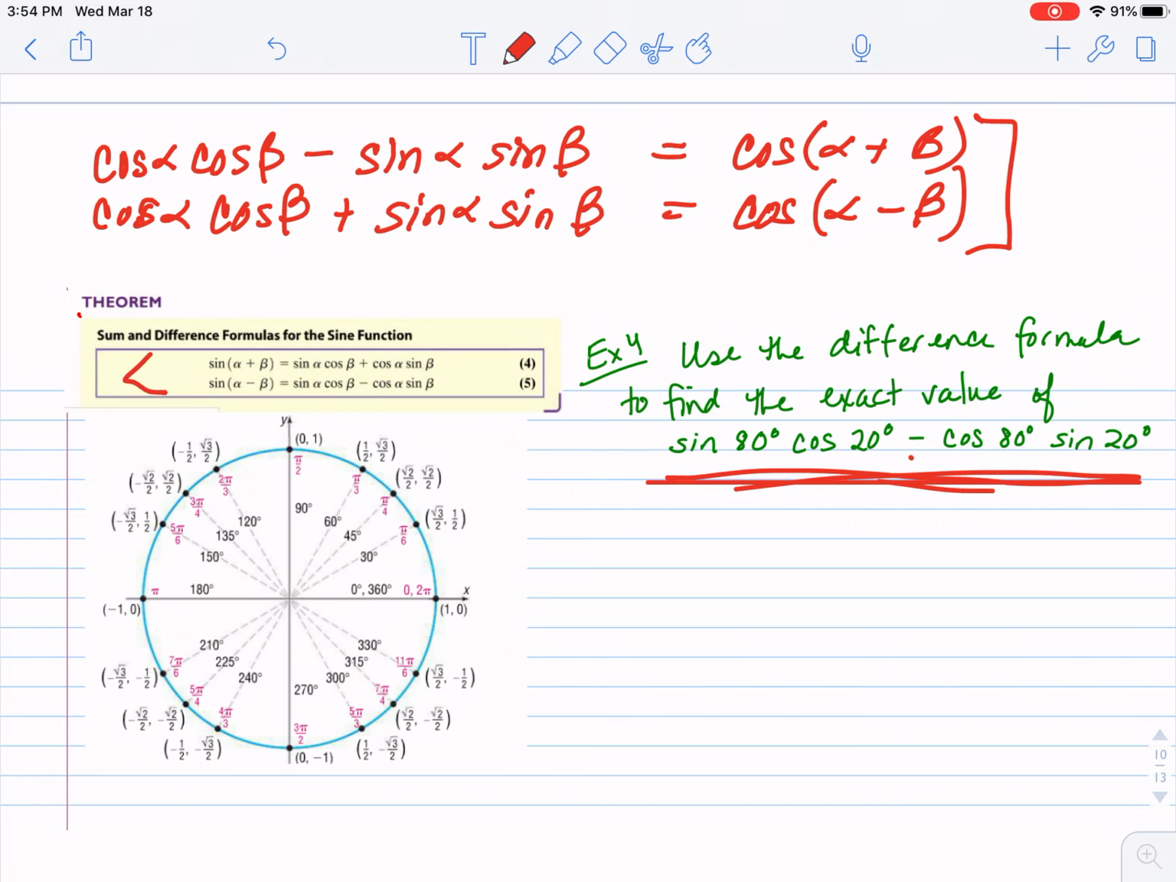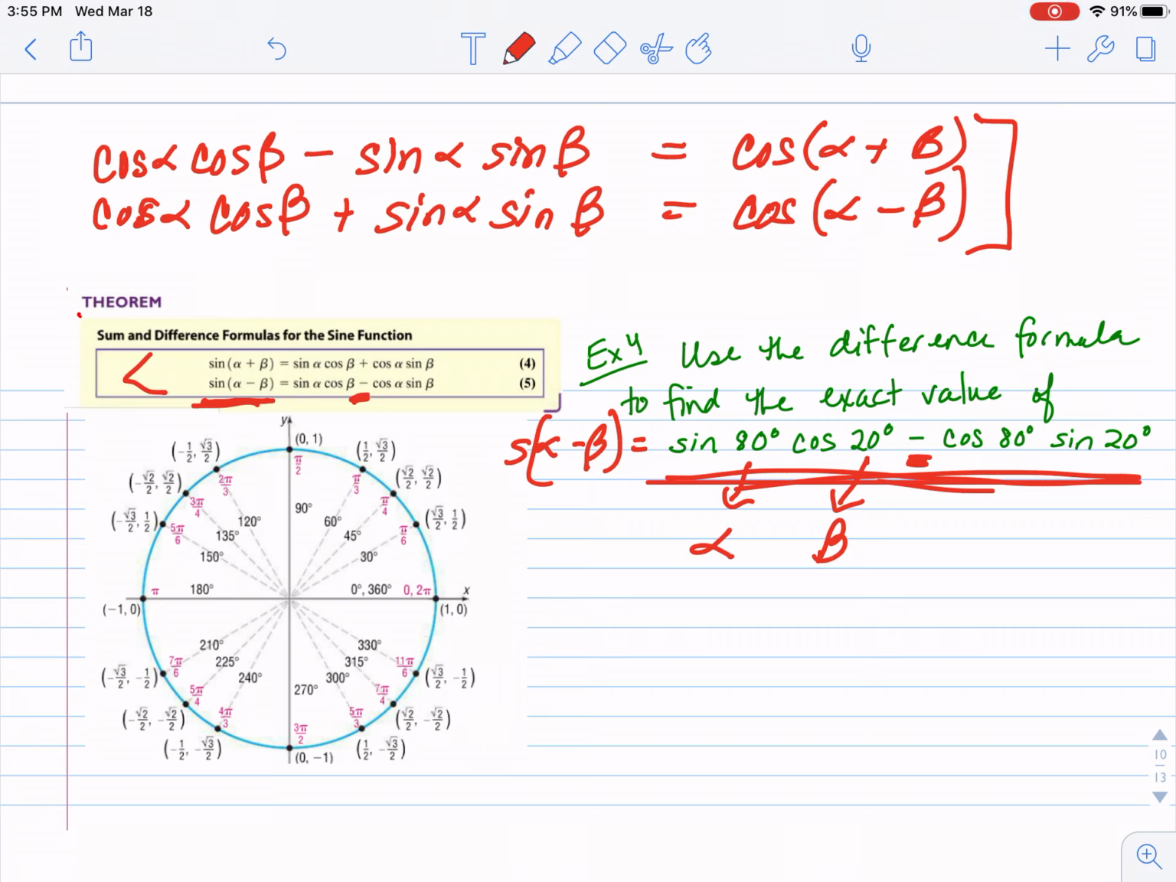Which one does it look like? Well, look, it's got a minus here, minus here. So we are talking about the sine of alpha minus beta. So check it out. If this is sine of alpha minus beta equals this, well, that means alpha must be 80 and beta must be 20. Oops, sorry, it's beta.